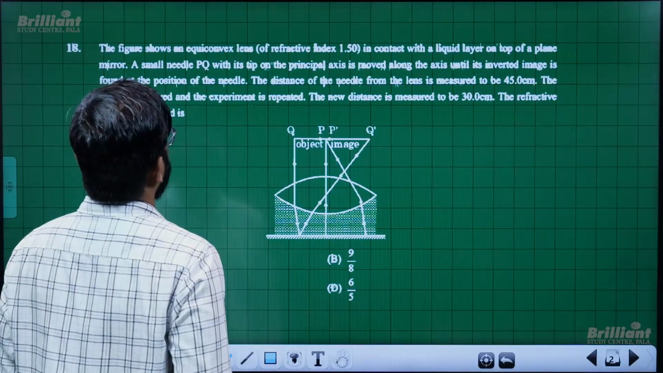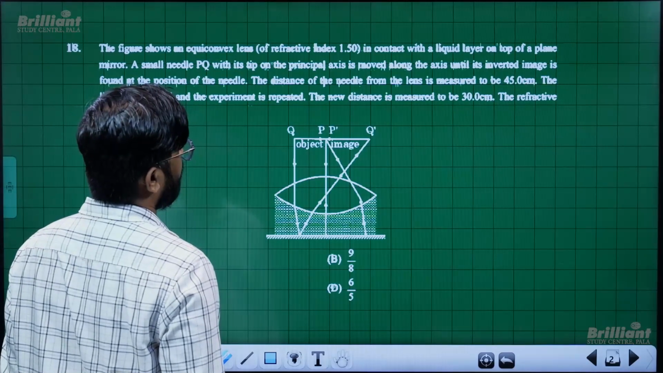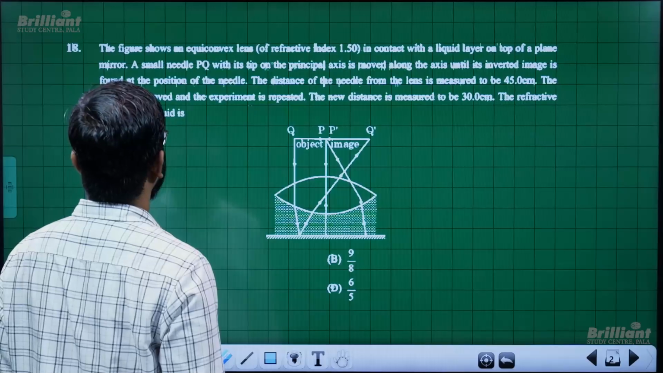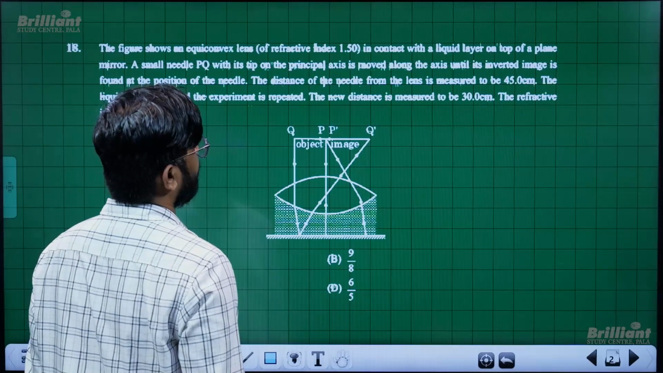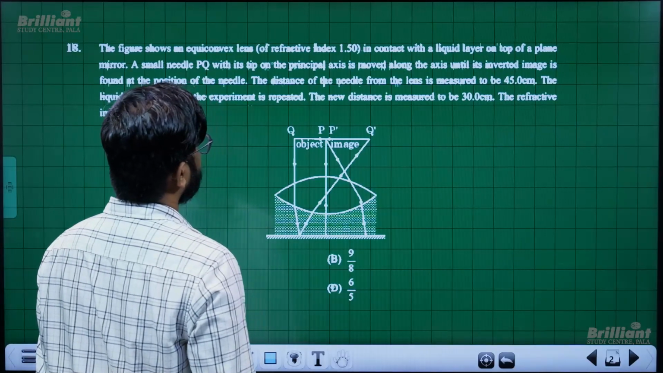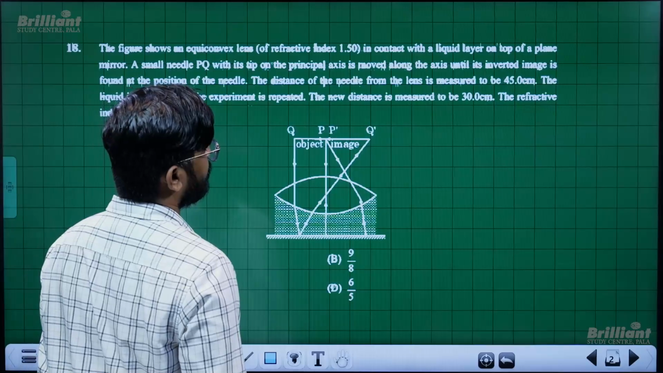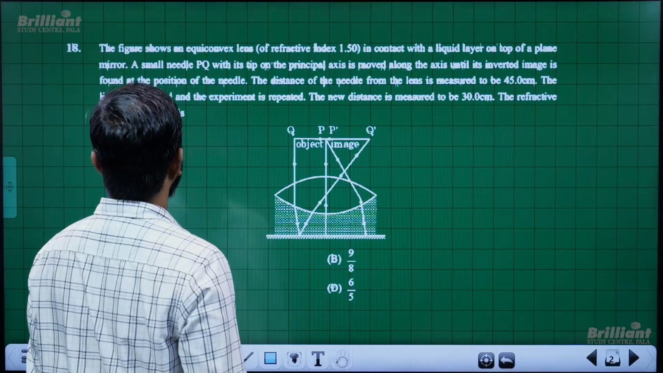The figure shows an equiconvex lens of refractive index 1.50 in contact with a liquid layer on the top of the plane mirror. A small needle PQ with its tip on the principal axis is moved along the axis until the inverted image is found at the position of the needle. The distance of the needle from the lens is measured to be 45 centimeter. Then liquid is removed.